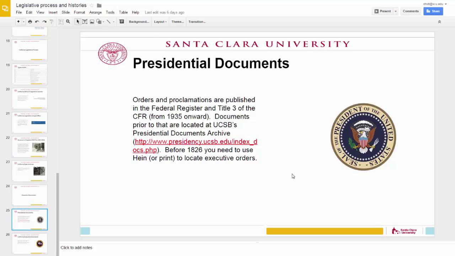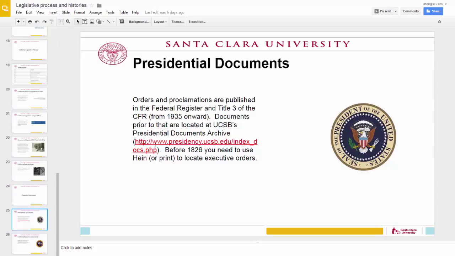For presidential documents, orders and proclamations are published in the Federal Register, which, remember, is our work log of regulatory activity by the federal government. It's also our source for executive documents. Executive documents are later codified, so to speak, in Title 3 of the Code of Federal Regulations from 1935 onward. Documents that precede the codification of federal regulations in the CFR will be located at the University of California, Santa Barbara Presidential Documents Archive.